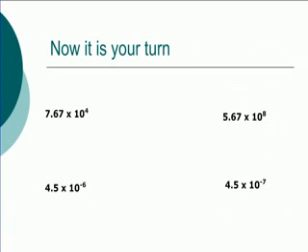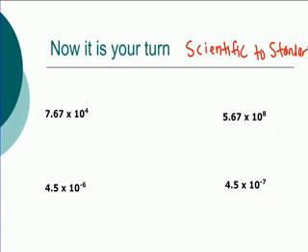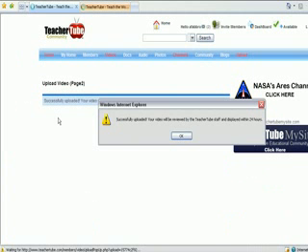Alright, now let's practice taking scientific notation. So now this is going to be scientific to standard. Alright, now we know that this is saying that's moving 4 decimal places to the right, so that's 1.